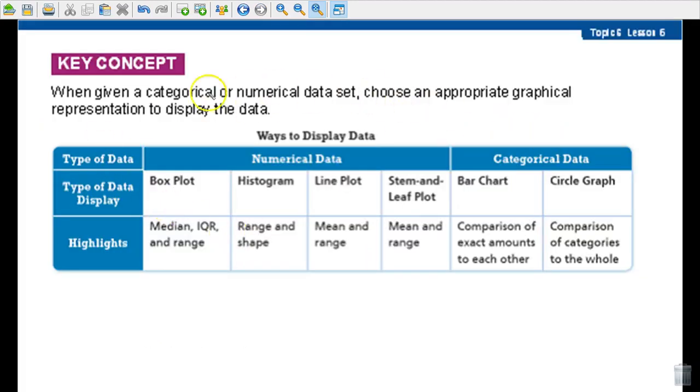And here's the key concept. Here's a little piece that you can look at if you need any help. So box plot, median, IQR, and range. Histogram, range and shape. Line plot, mean and range. Stem and leaf plot, mean and range. Bar chart, comparison of exact amounts to each other. Circle graph, comparison of categories to the whole. Okay?